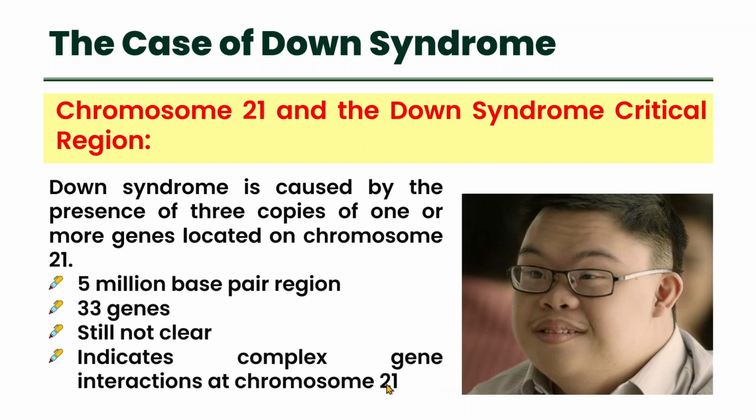This region contains 33 genes. However, scientists are still working to understand exactly how these genes contribute to the condition. What we do know is that it likely involves complex interactions among multiple genes on chromosome 21.